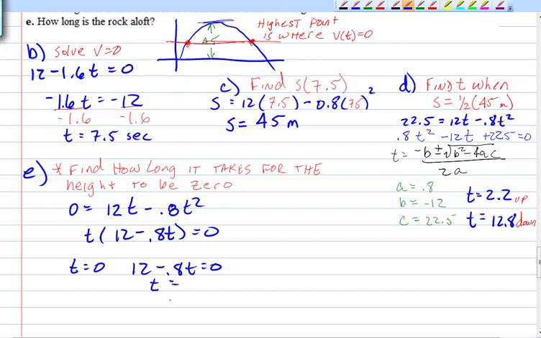What do we get here? Add 0.8t to both sides, then divide both sides by 0.8, and we get t is equal to 15 seconds. It takes 15 seconds for the rock or whatever it is to hit the ground again.